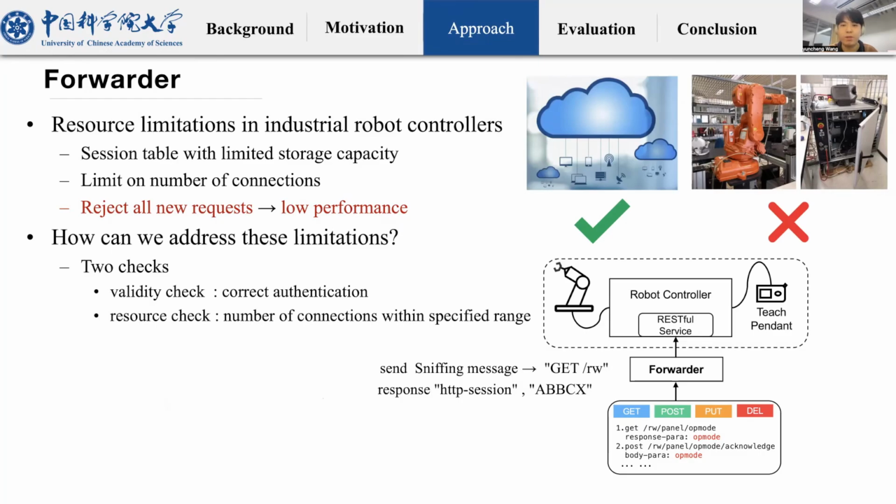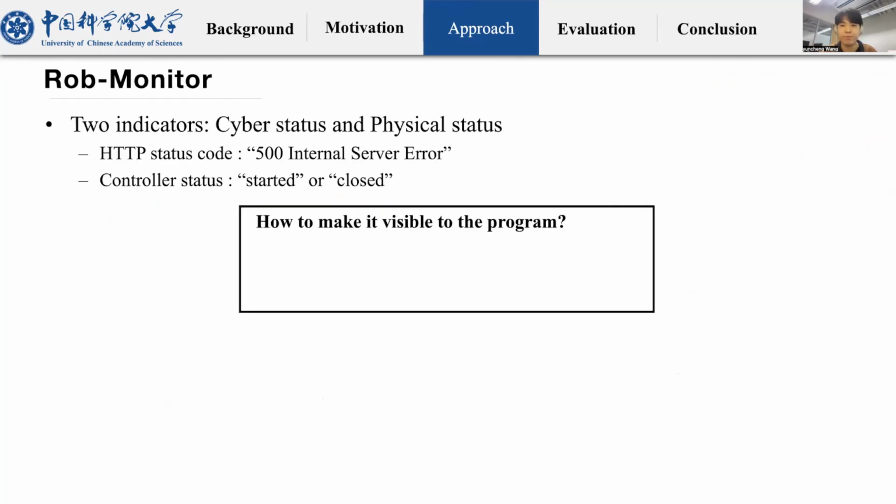This module modifies the request date and reuses the session ID from the first successful request to construct subsequent request handles, effectively bypassing the resource quota check. Specifically, we use a sniffing message with correct functional fields and authentication information to establish a connection with the robot service. Once connected, we record the server's response and reuse session information for all subsequent requests.